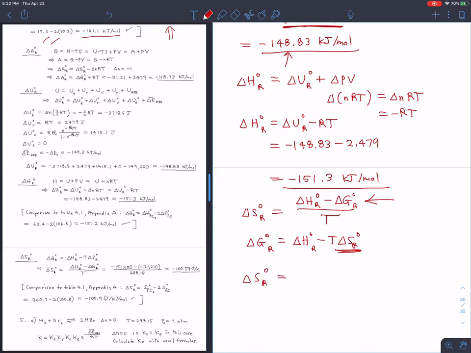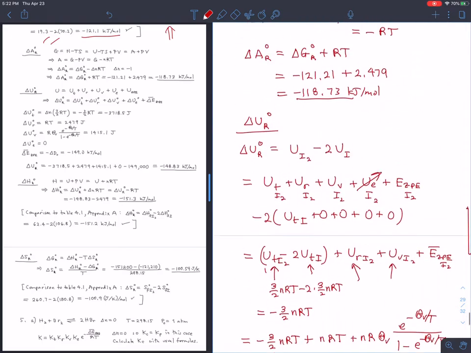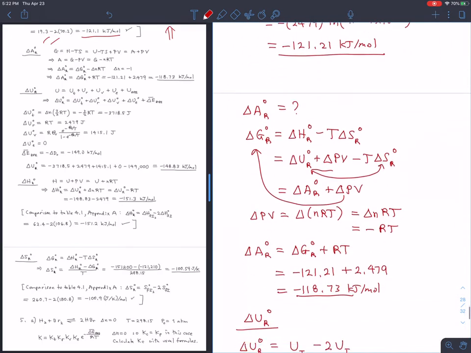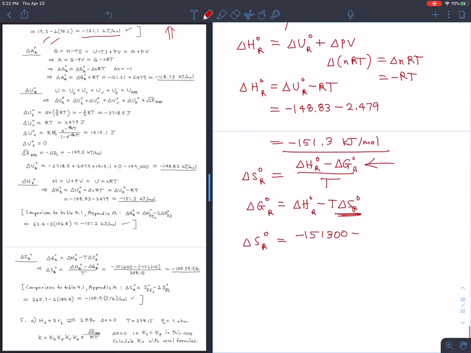So delta S for the reaction is just delta H, which is minus 151,300 in joules, minus delta G. Where is that? That's minus 121.21. Yes. So that's minus 121,210 divided by 298.15, and that turns out to be minus 100.59 joules per K per mole.